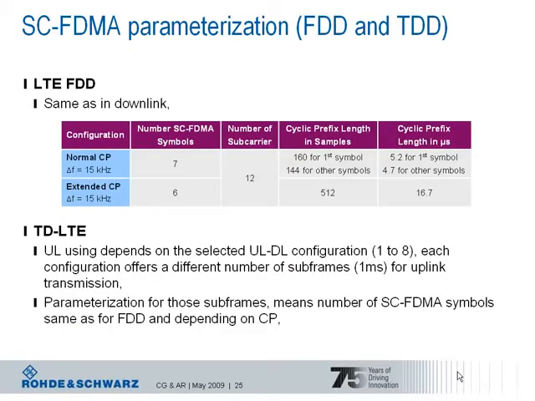As already emphasized by Christina, LTE uses two modes: frequency division duplex (FDD) and time division duplex (TDD). The parameterization in the uplink is for FDD the same as in the downlink. The two different cyclic prefixes are used, normal and extended, giving 6 respectively 7 single carrier FDMA symbols in the uplink. For TD-LTE, the usage of the uplink depends on the selected uplink-downlink configuration, where each configuration offers a different number of subframes assigned for uplink transmission. But the parameterization of those subframes is of course equal to FDD mode and depends on the selected cyclic prefix.